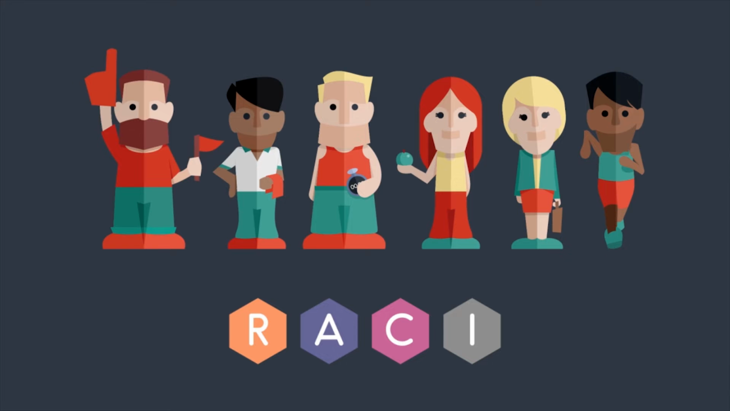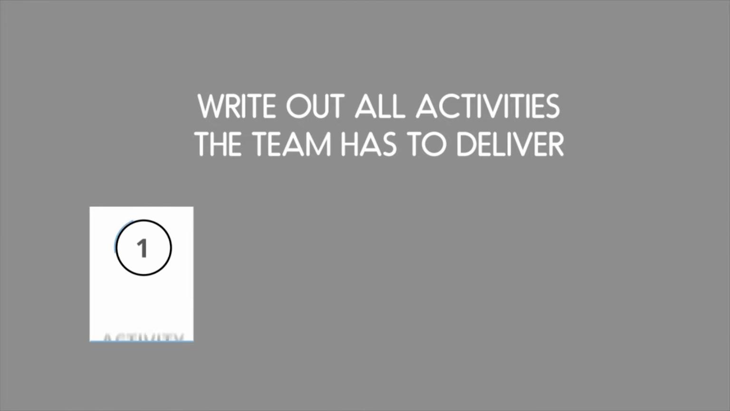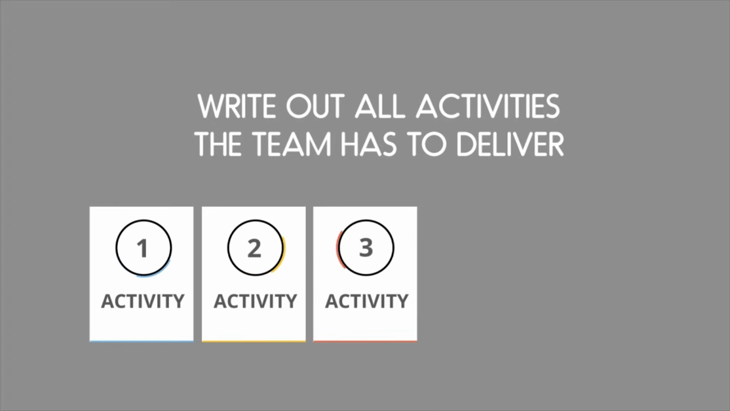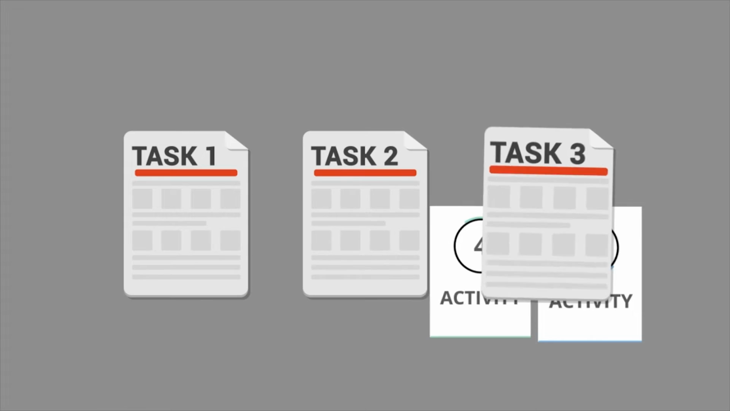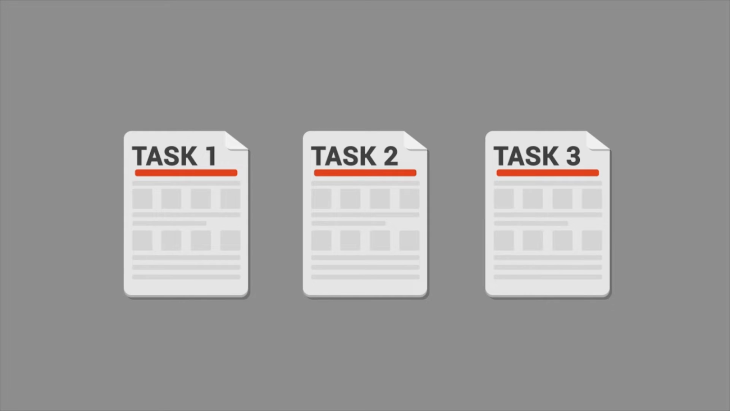So let's walk through an example of how to create a RACI grid, taking our RACI running team as an example. Firstly, we need to write out all of the activities that the team have to deliver before the Olympics, which are just a month away. We have 5 specific activities that are centered around 3 different categories or tasks.